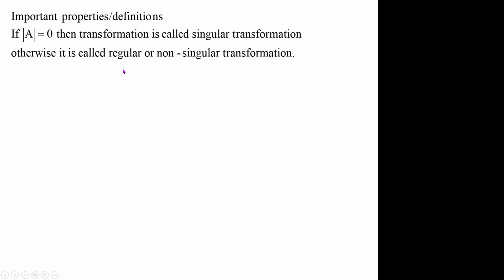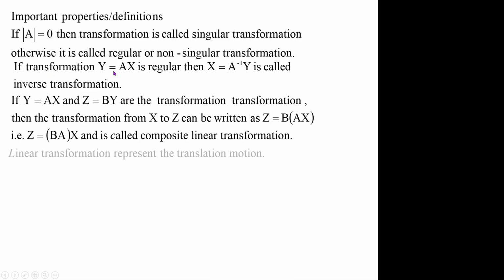Now, the next is, if we have y is equal to Ax as a regular transformation, then only the inverse transformation exists, and it is given by x is equal to A inverse y. So when determinant of A is not equal to 0, then only the inverse transformation exists. Similarly, we can have a composite linear transformation.